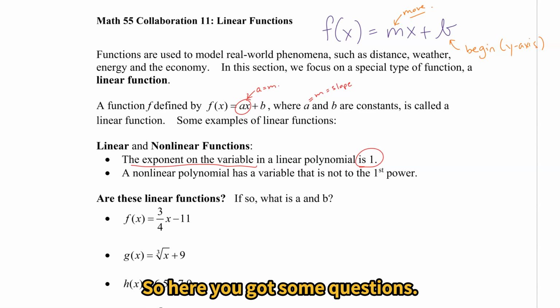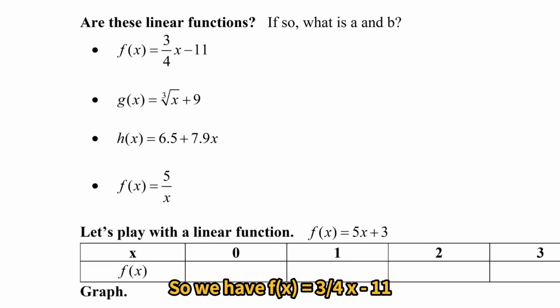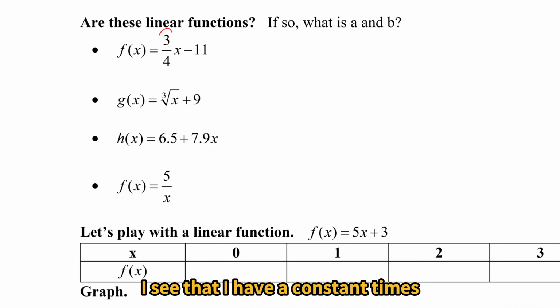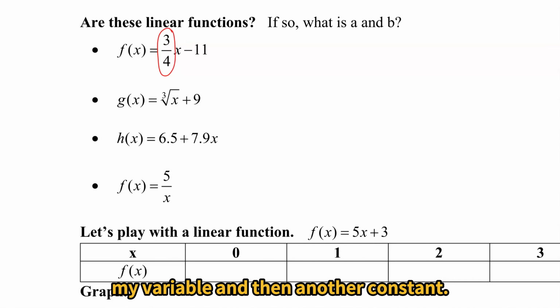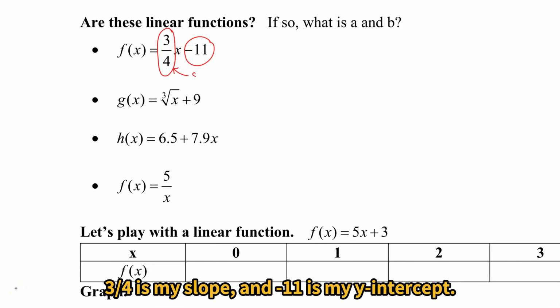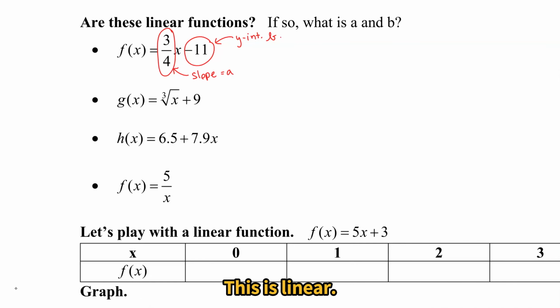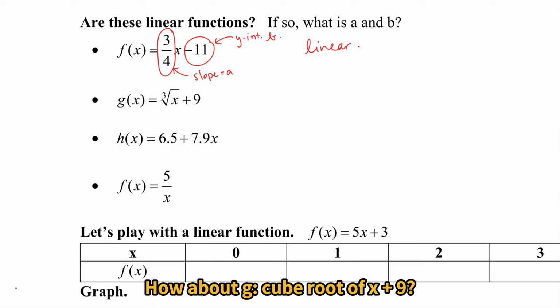So here we've got some questions. Are they linear functions? If so, can you identify the slope and the y-intercept? So we have f of x equals 3/4 x minus 11. I see that I have a constant times my variable, and then another constant. 3/4 is my slope, and negative 11 is my y-intercept. This is linear.